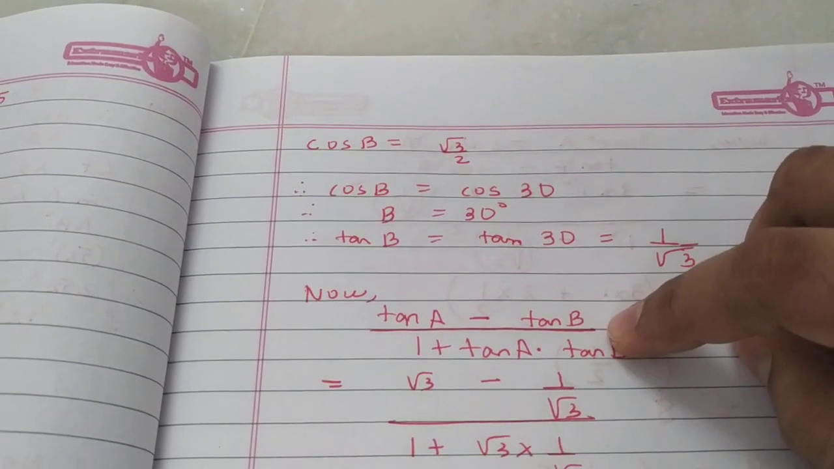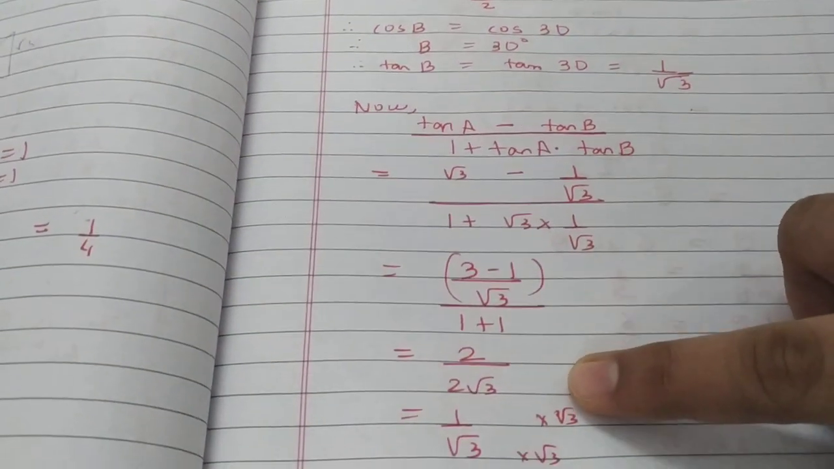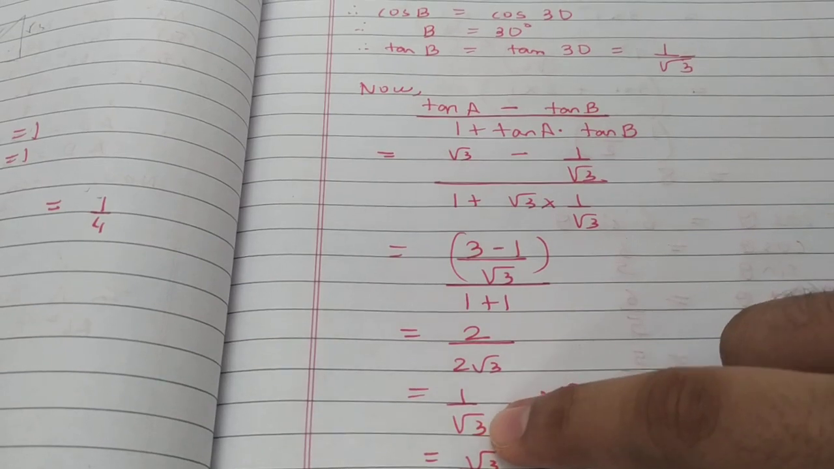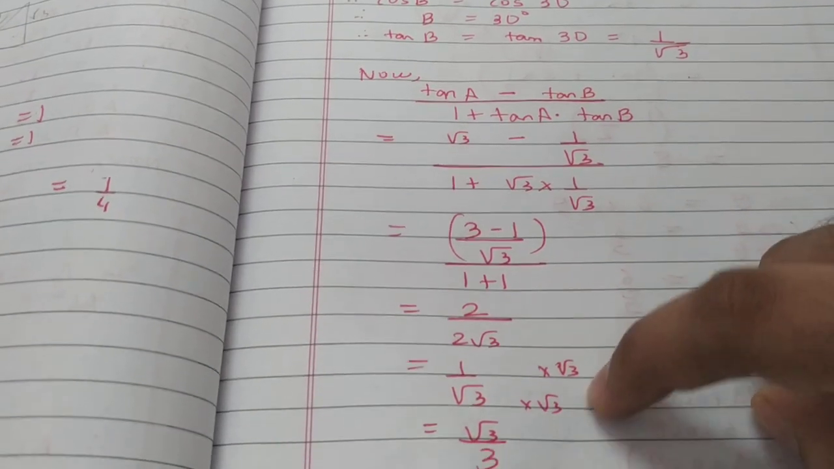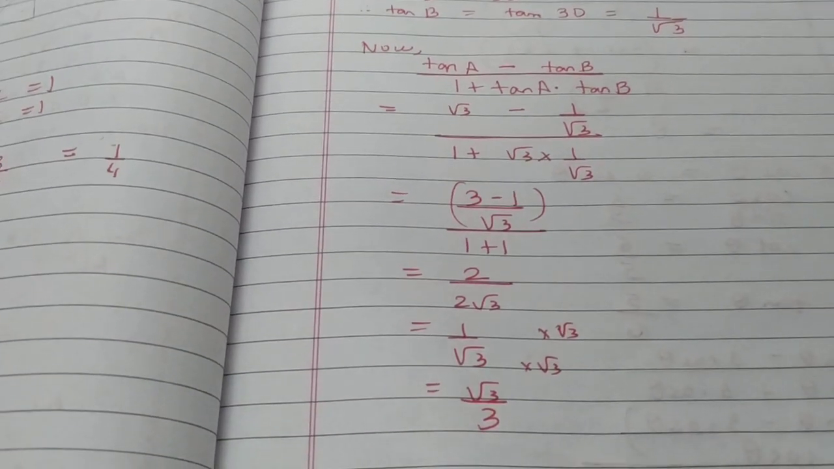So now substitute those values and solve. Remember, in the end, if root 3 is left in the denominator, we have to rationalize the denominator. So this is the final answer. Next, the 27th sum.